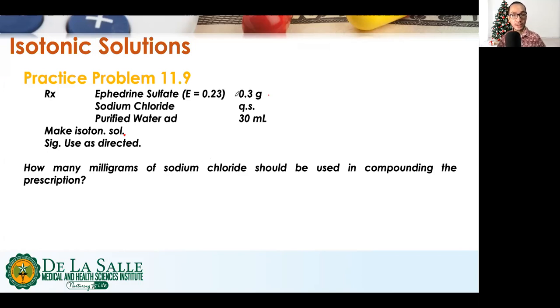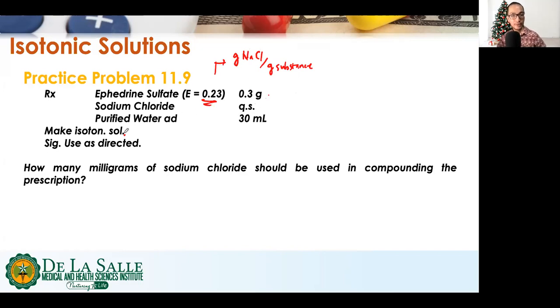So what are you going to do? Remember that the E value is basically the number of grams of sodium chloride represented by 1 gram of the substance. That is what the E value means. It is the grams of sodium chloride that is represented by a gram of the substance.